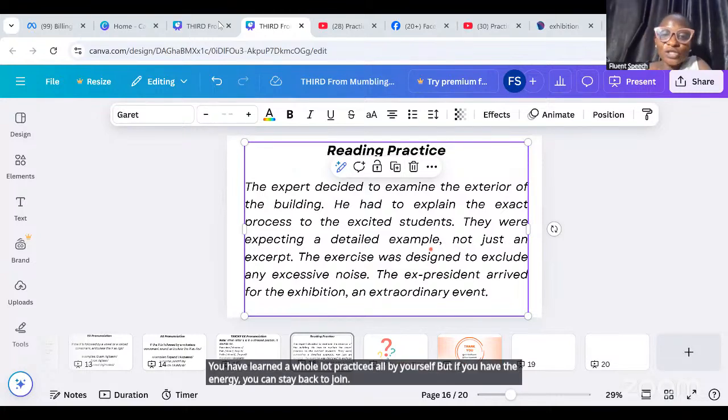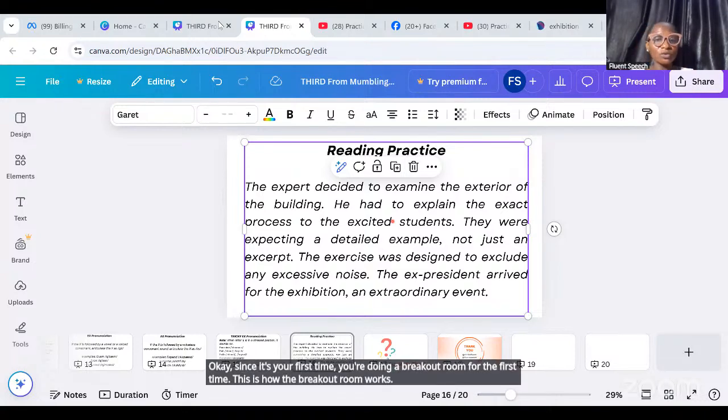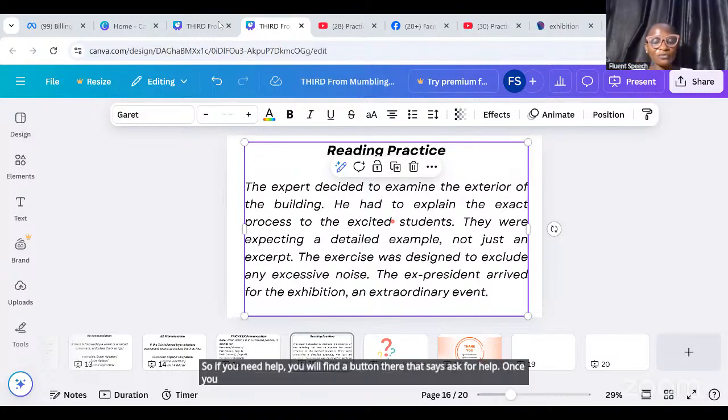Okay, Akari, it's your first time. Welcome, madam. But I hope you're learning. Since you're joining our breakout room for the first time, this is how the breakout room works. I will not be in the breakout rooms, but I will be here on Zoom. So if you need help, you would find a button there that says ask for help. Once you click on it, I will get that feedback and I'll come to your group.